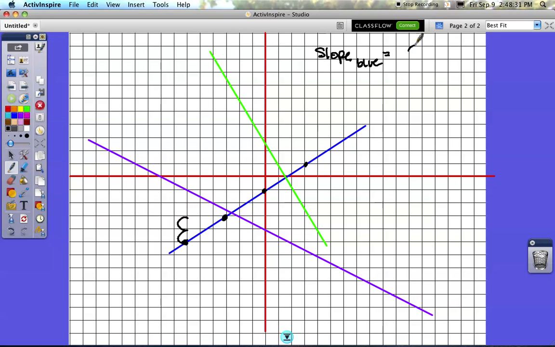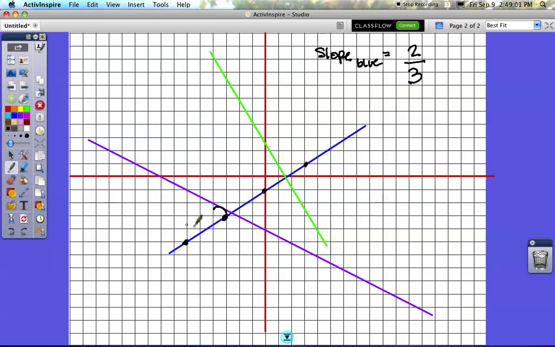So my numerator is positive 2. And then that puts us right here. Now we've got to go to the right. 1, 2, 3. Up 2 over 3. Now, let's go back and let's erase this, and let's say that we picked, and we're going to go this point to this point.